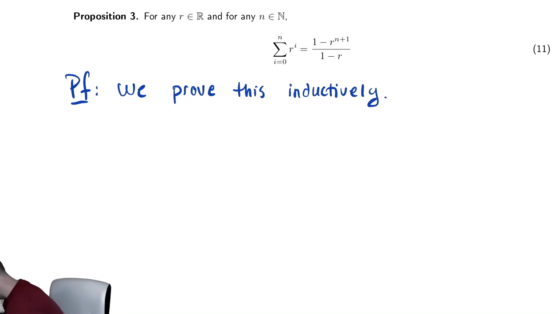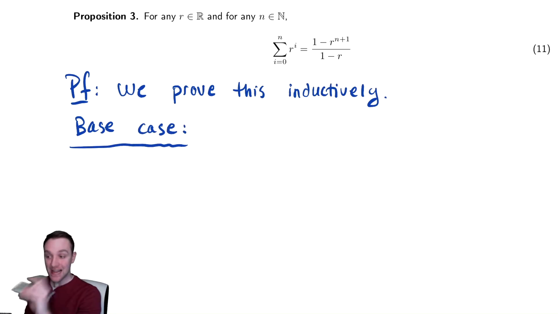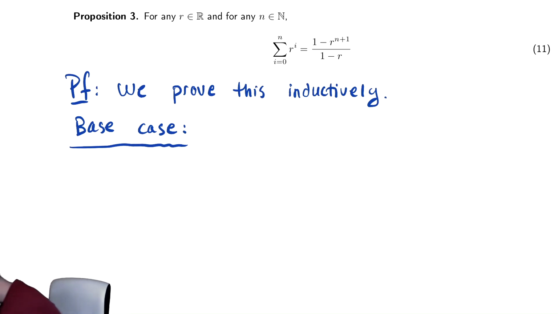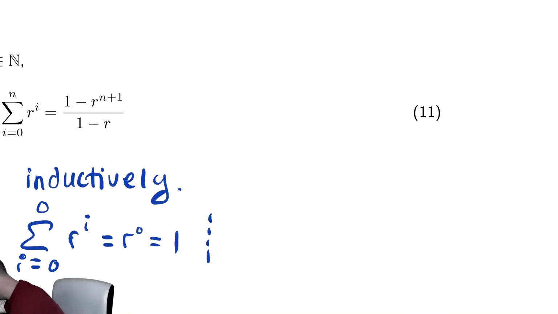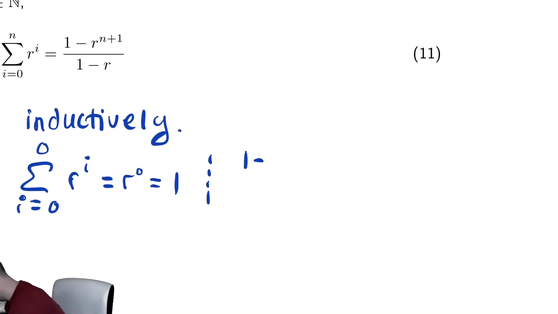We then are going to prove the base case. The base case here, because it's n in the natural numbers, is going to be n equals 0. So, for the base case, that summation becomes the sum from i equals 0 to 0 of r to the i. That's just the number r to the 0, which is 1. Let's use the formula on the right-hand side and see what happens. If we plug in n equals 0, we have 1 minus r to the 1 divided by 1 minus r. That simplifies to just 1.